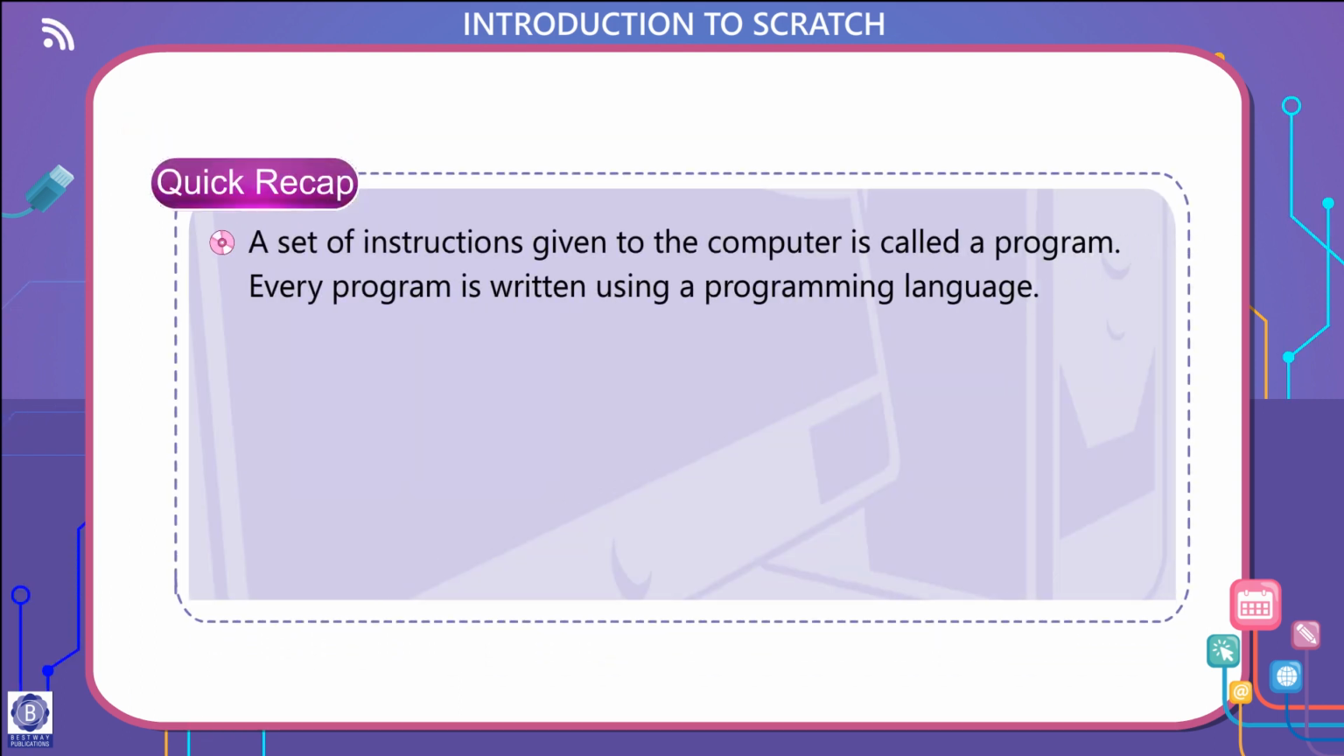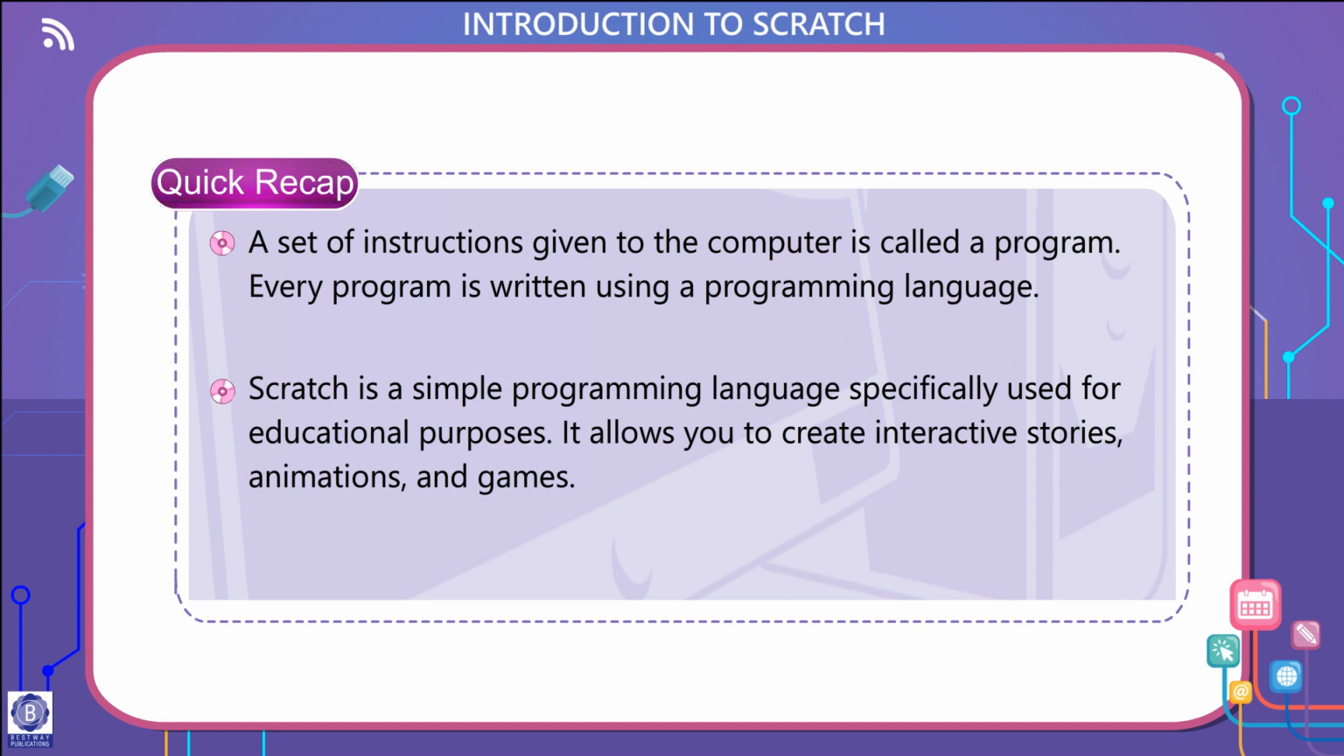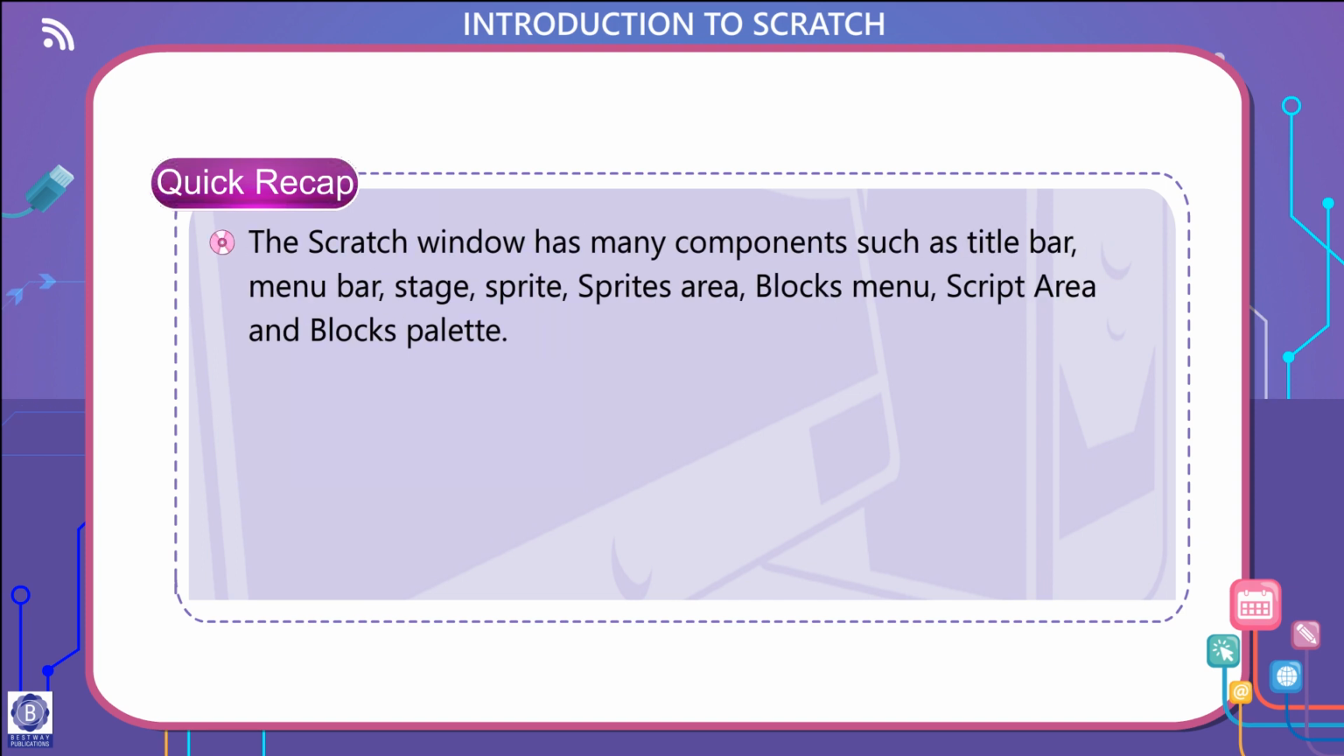Quick recap. A set of instructions given to the computer is called a program. Every program is written using a programming language. Scratch is a simple programming language specifically used for educational purposes. It allows you to create interactive stories, animations, and games. The Scratch window has many components such as title bar, menu bar, stage, sprite, sprites area, blocks menu, script area, and blocks palette.